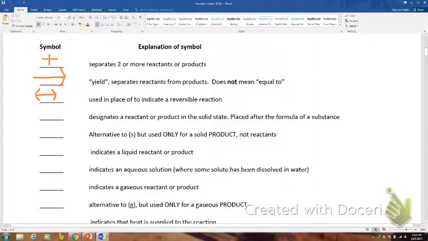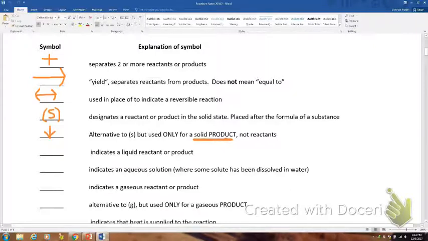If we're designating a reactant or a product in the solid state, we're going to put a little (s) behind it, meaning it's a solid state. One of the alternatives to (s) is an arrow down, showing that a solid product was produced. We can only do this for products, not for reactants, and that's basically just showing that a precipitate was formed. We don't use it that often. Mostly we just use the (s), but I just wanted to show it to you in case you see it.